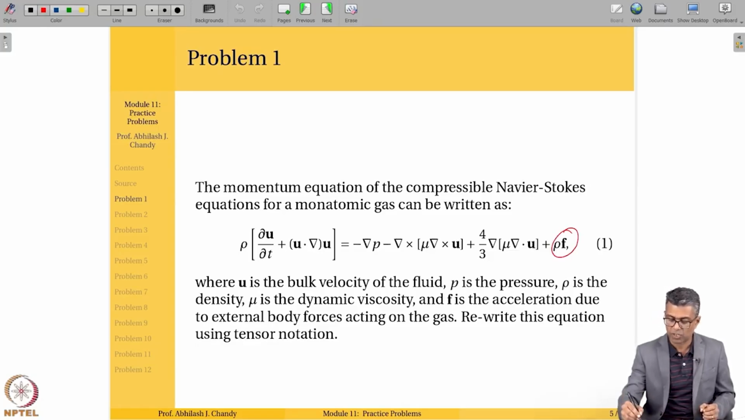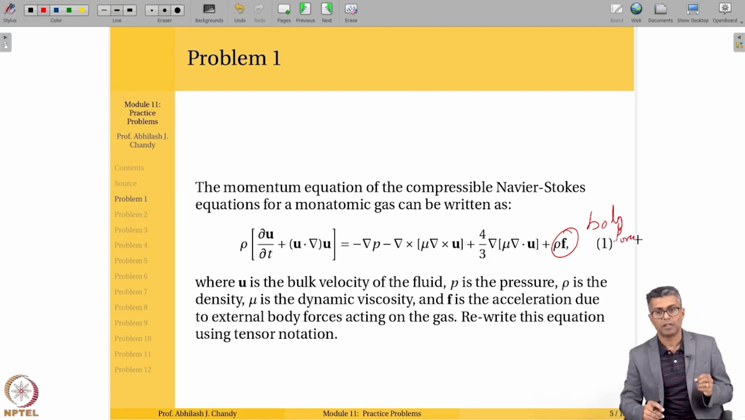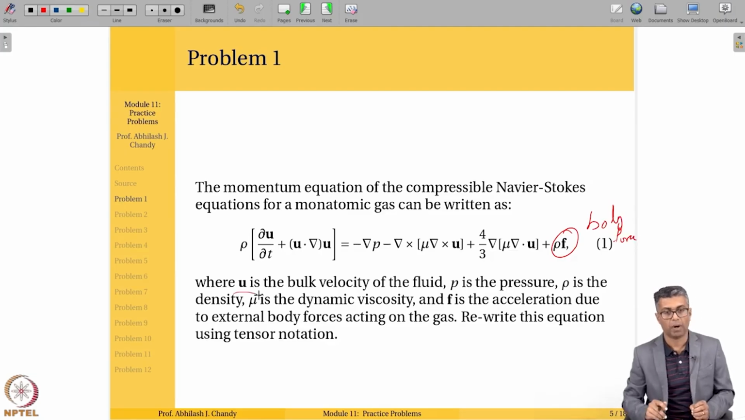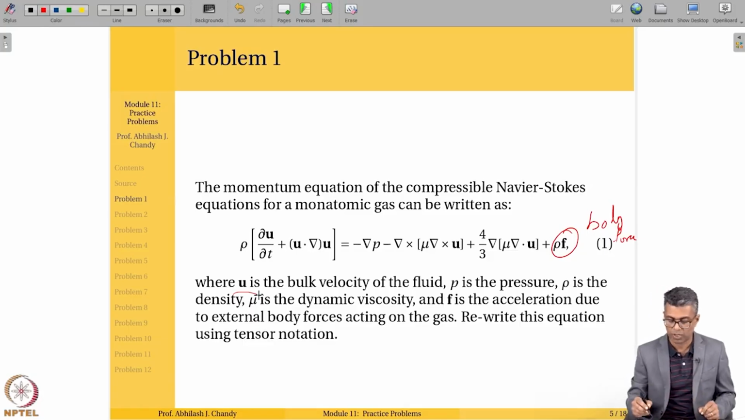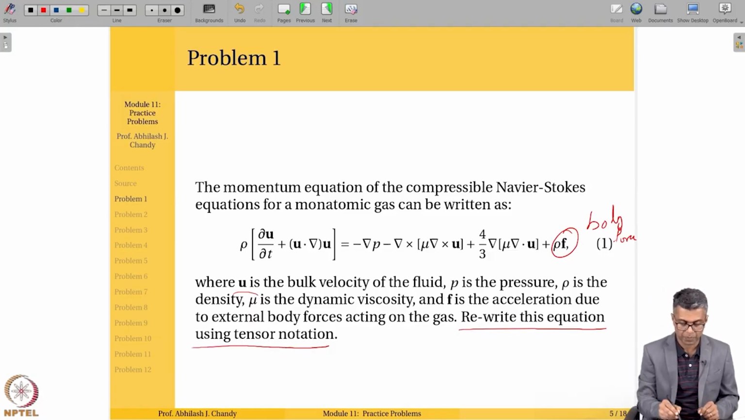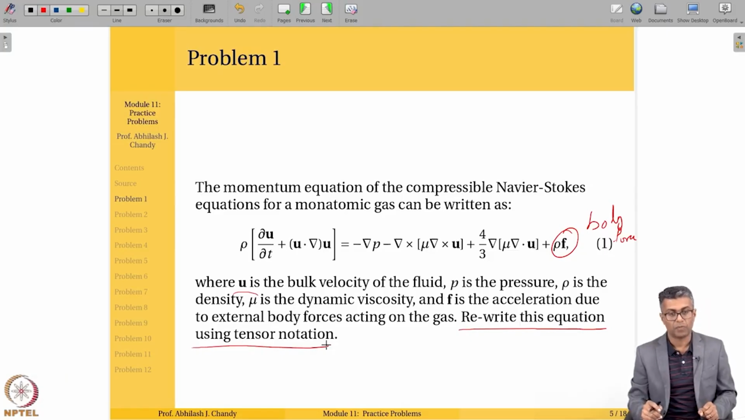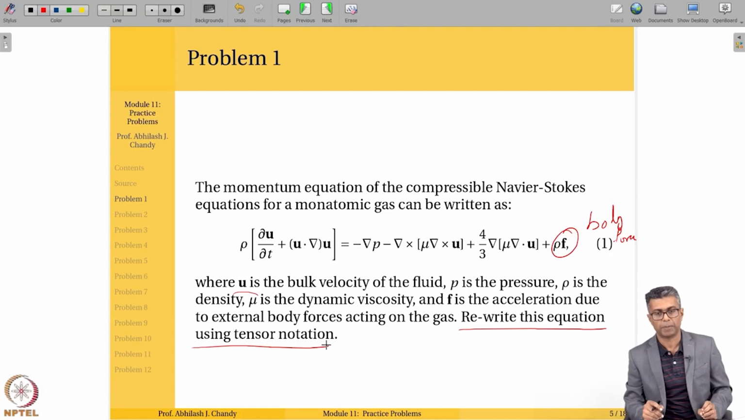Okay, this could be just a body force, but as you can see, the equation is written in vector form. Remember, U is the bulk velocity of the fluid, P is the pressure, rho is the density, mu is the dynamic viscosity, F is the acceleration due to the external body forces acting on the gas. We have to rewrite this equation using tensor notation. That's what we have to do. So how do we do it?